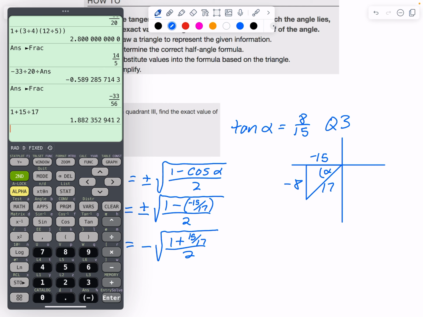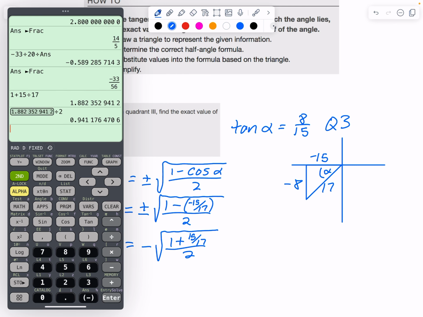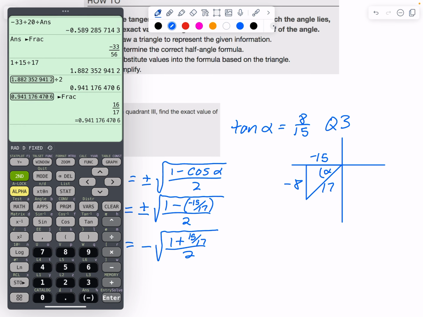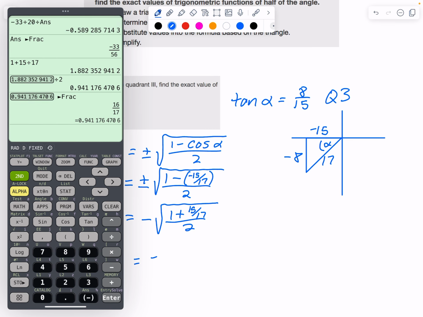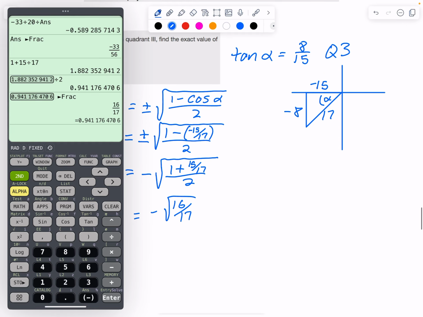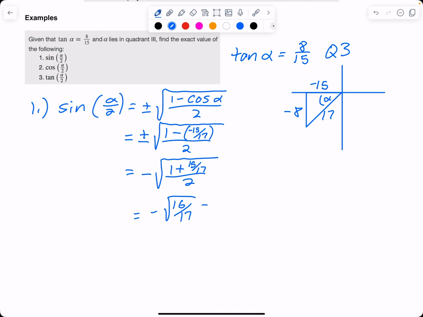Right, enter. And then I'm going to divide that by 2, enter, and then change that back to a fraction. Hopefully it will become one. It is 16 seventeenths, so this is equal to negative the square root of 16 over 17. What your homework is probably going to want you to do is this, negative square root of 16 over the square root of 17, which is negative 4 over the square root of 17.